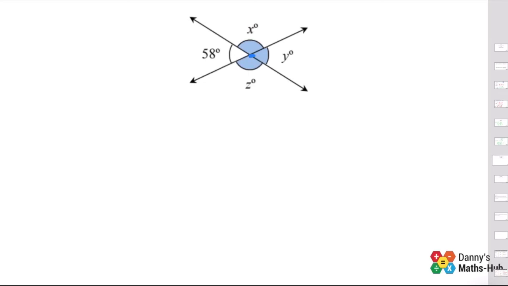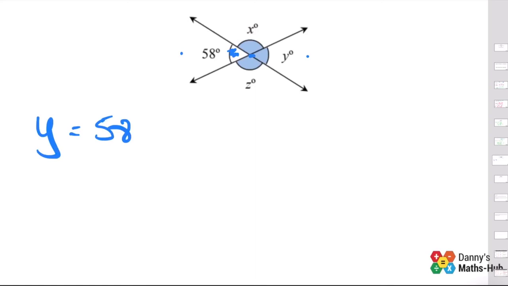Now, when we have two straight lines crossing at a point, what these create are vertically opposite angles. Vertically opposite angles just mean that the two angles directly opposite each other are equal if the two lines are straight. Well, these two lines are straight, so if this angle here is 58, we know y has to equal 58 because they're vertically opposite.